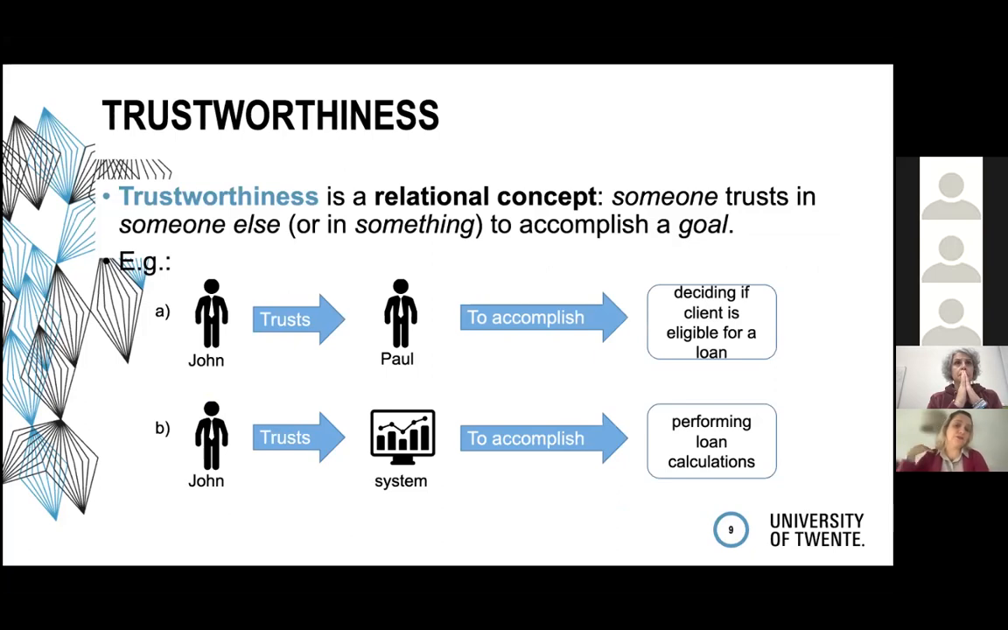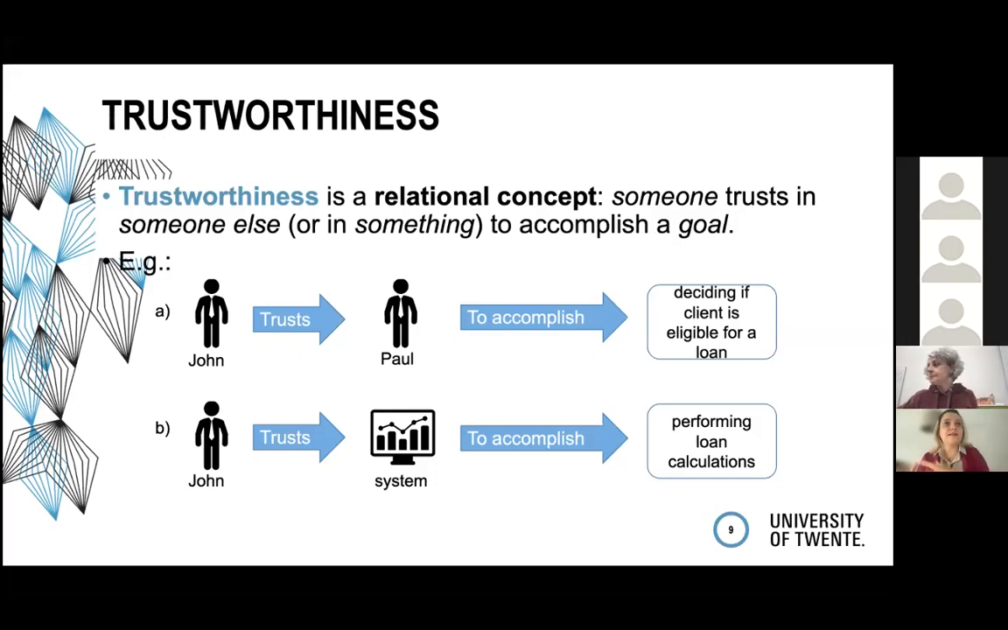Just to let you know the main concepts and the main ideas behind the ontology that we built for trustworthiness. So the first thing that we should take into account is that trustworthiness is a relational concept. Someone trusts someone else, or something, to accomplish a goal. Right, so we don't trust, for instance, a very simple example.